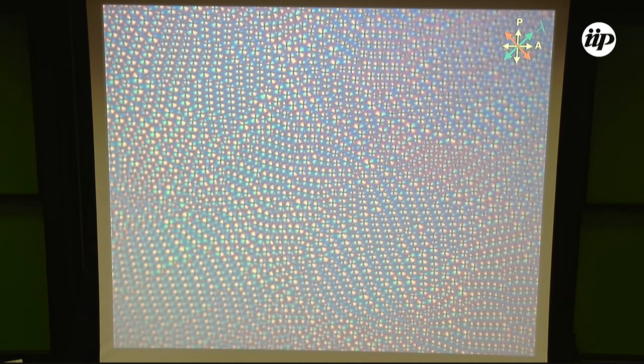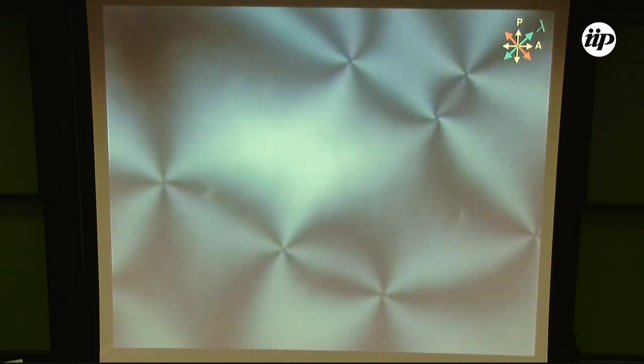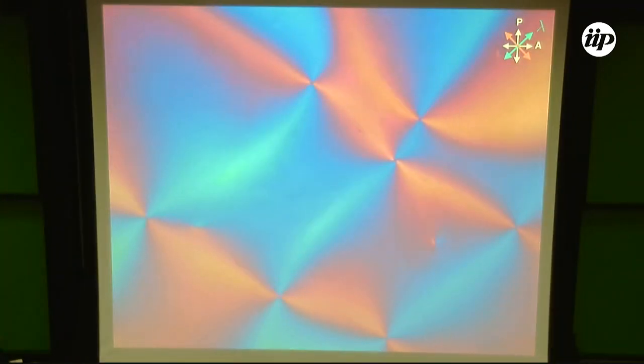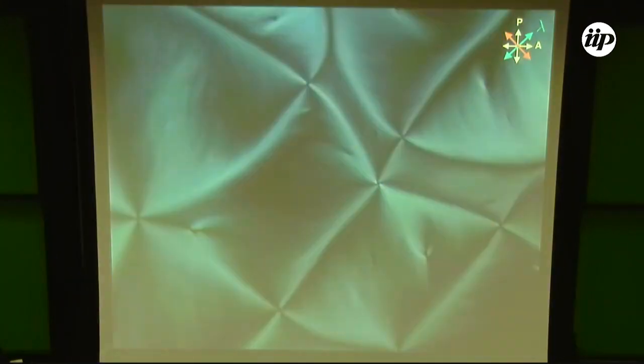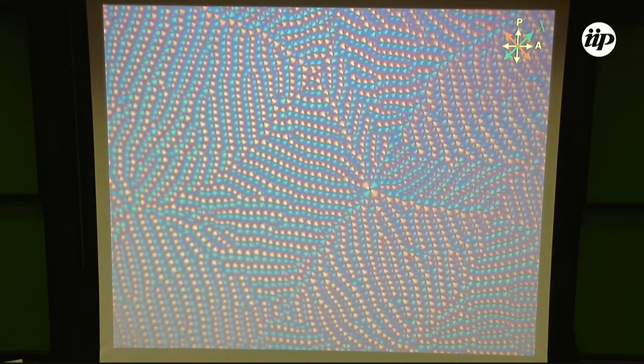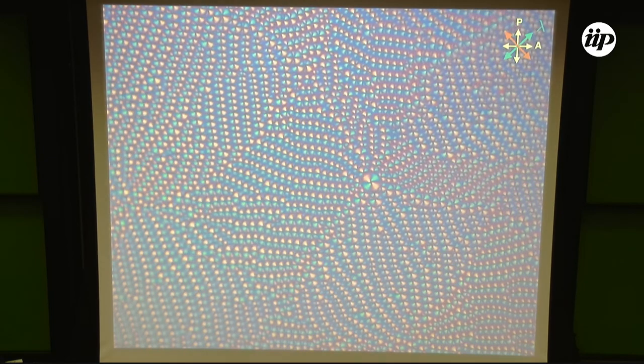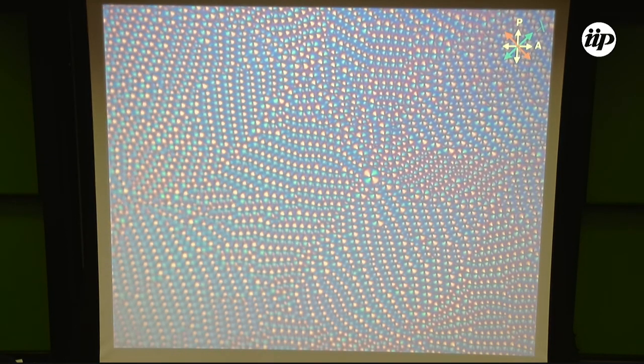So let me loop that through again. And this time, keep an eye on this Boojum. It does something special. It turns quickly into a big toric focal conic domain and slowly relaxes in size as its neighbors grow.